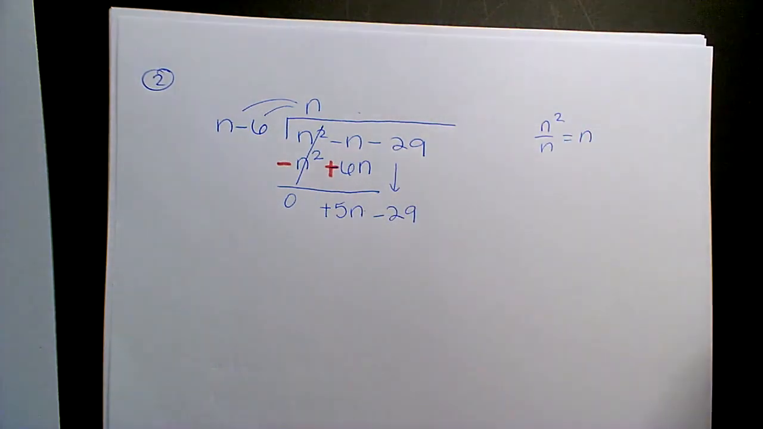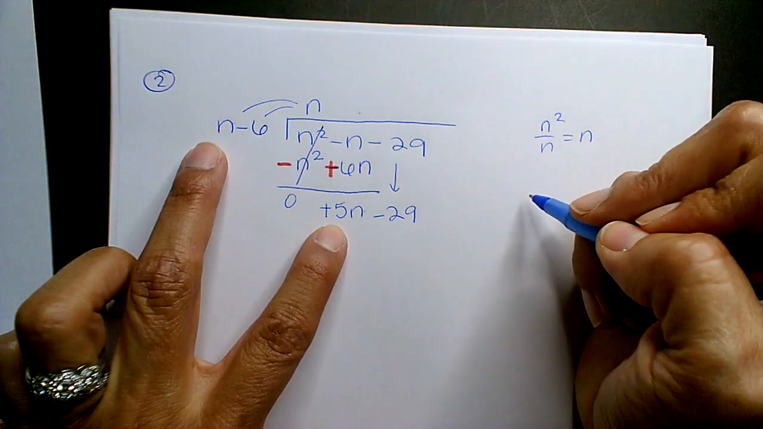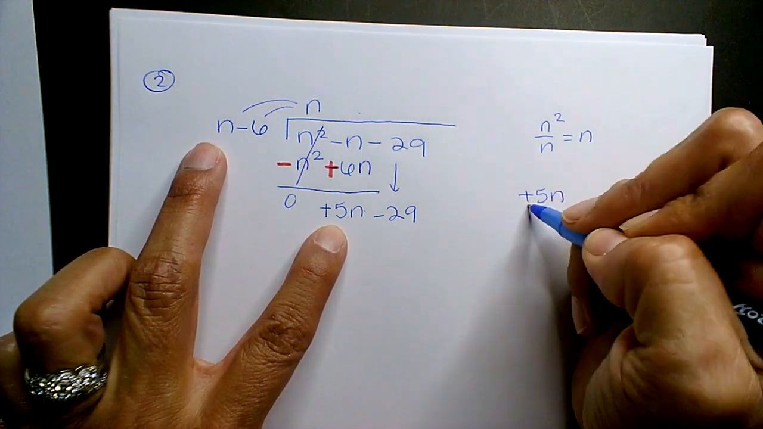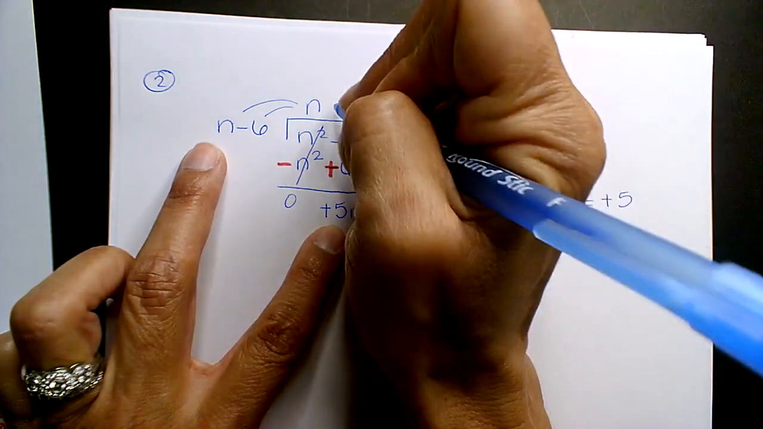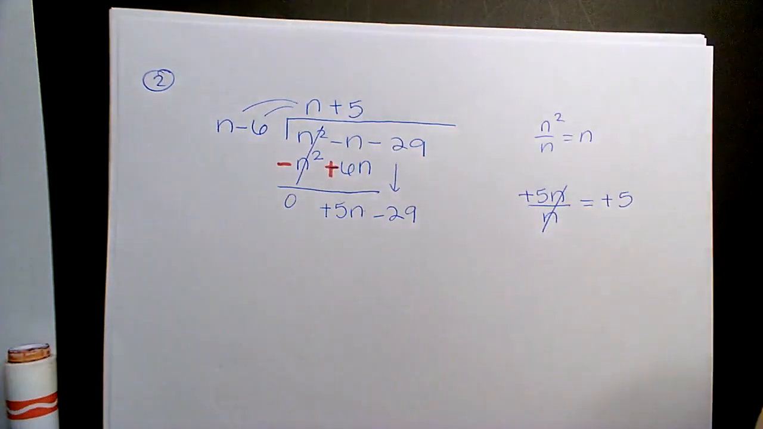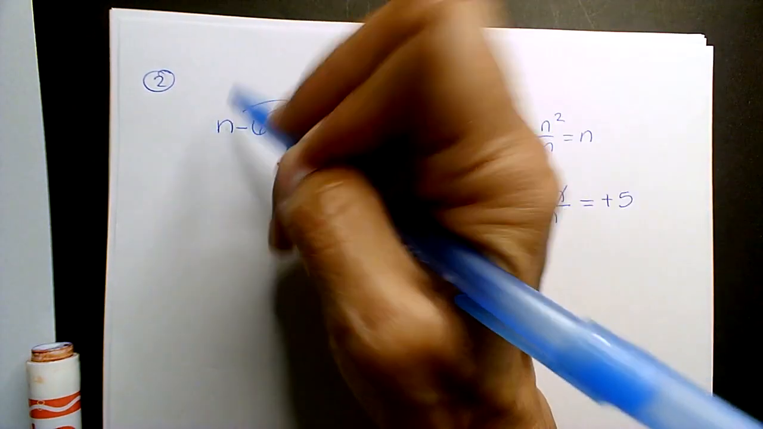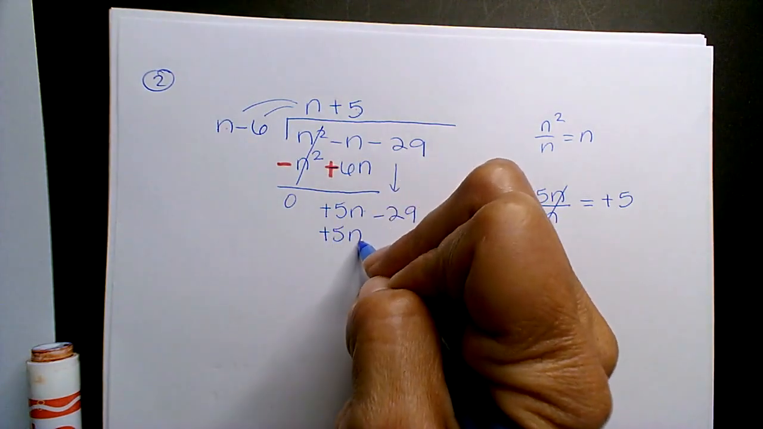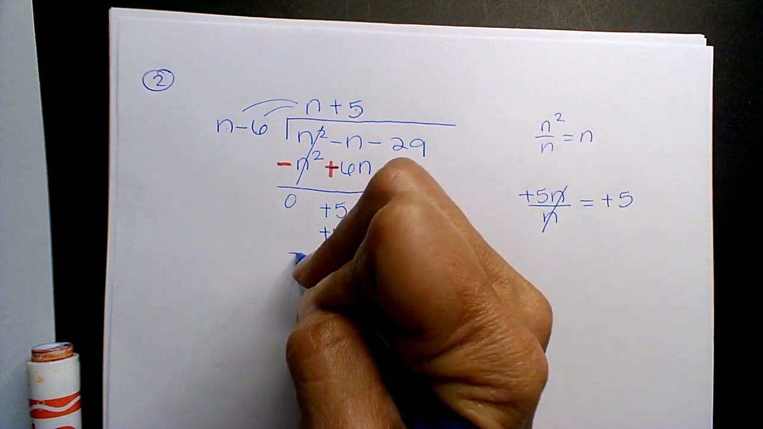5. Okay, so for those of you that can do it in your head, if you cannot, you create a ratio of these two. Positive 5n divided by n, and you get positive 5, so that's what you're writing here, positive 5. And then you multiply. 5 times n is positive 5n. 5 times negative 6 is negative 30.